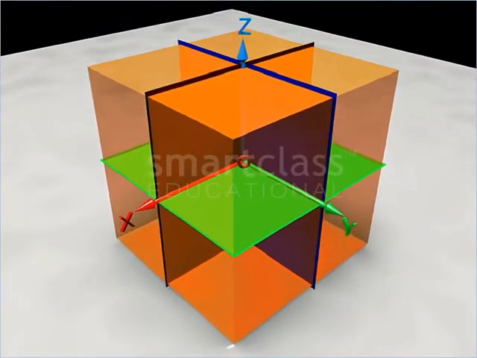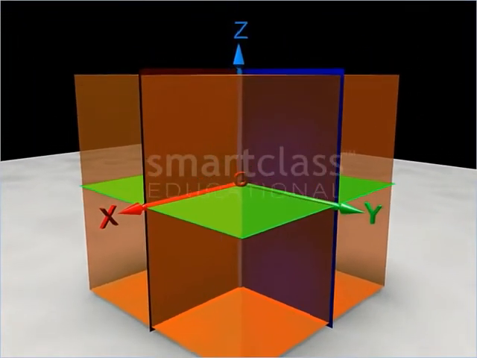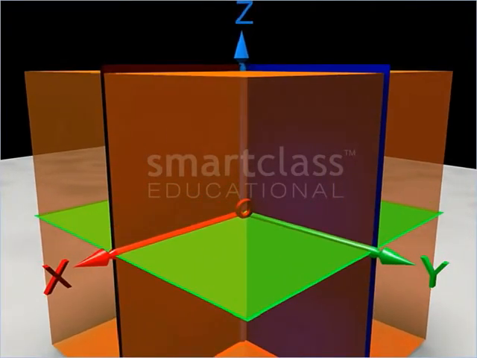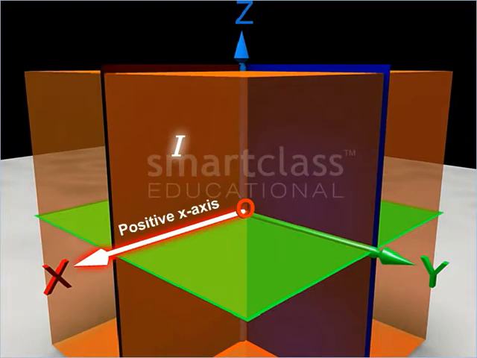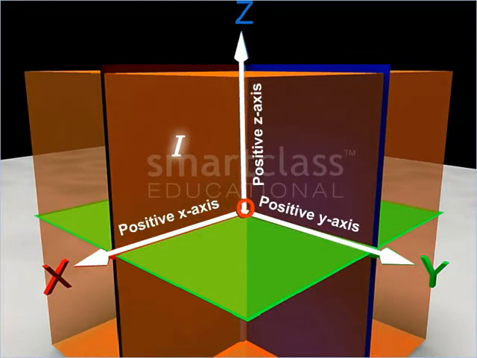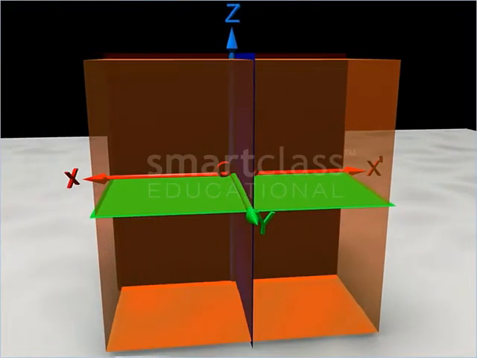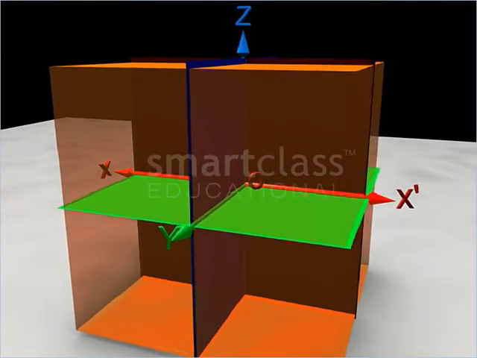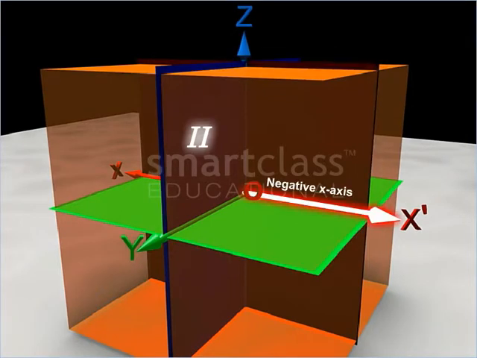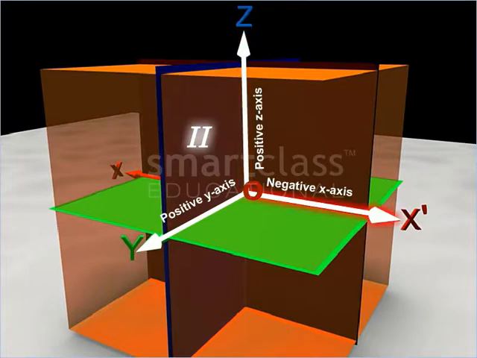The sign of the coordinates of a point helps us to determine the octant in which the point lies. Since the first octant contains positive x, y and z axes, all the coordinates of the points in this octant are positive. Similarly, the second octant consists of negative x-axis and positive y and z axes. So, the x-coordinate of the points lying in this octant is negative, whereas y and z coordinates are positive.